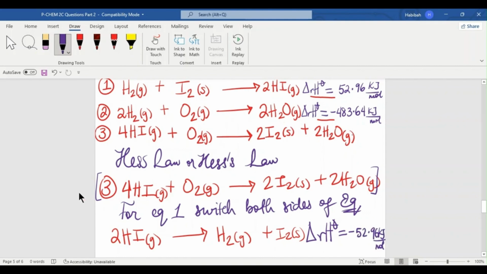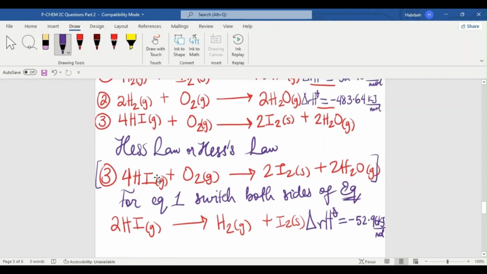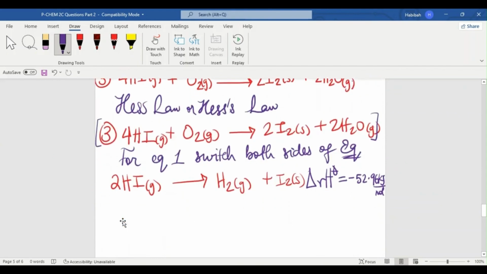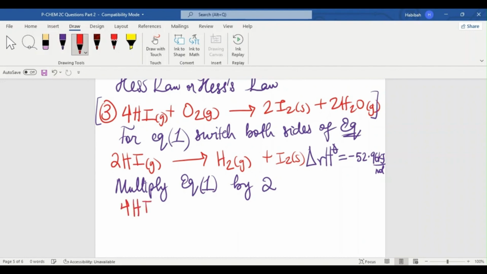Now we have to reconnect and look at it again. What do we see? We see basically that the HI we're dealing with in equation 3 is 4HI, and then for equation 1, we have 2HI. So the next instruction is for you to multiply equation 1 by 2. When we multiply equation 1 by 2, this 2HI is going to become 4HI. So we're going to end up with 4HI gas will now give us 2H2 gas plus 2I2 solid.